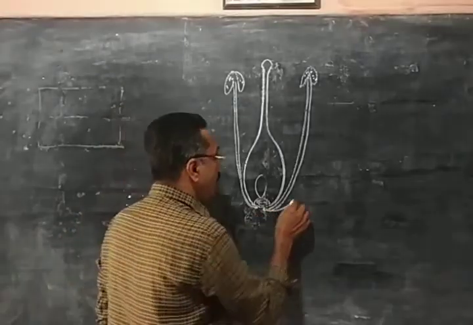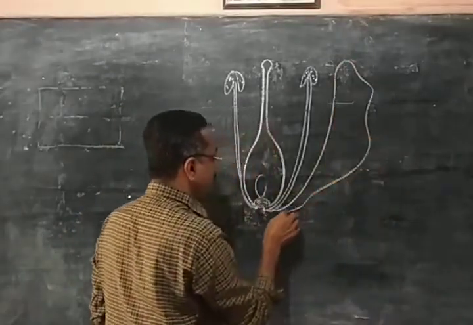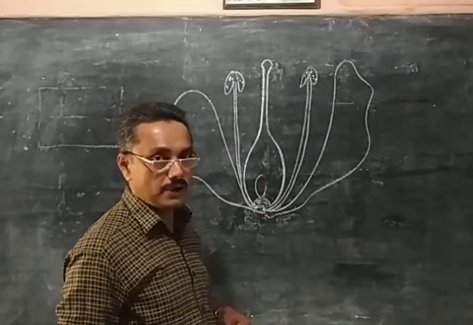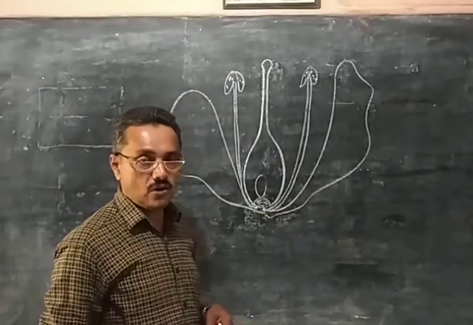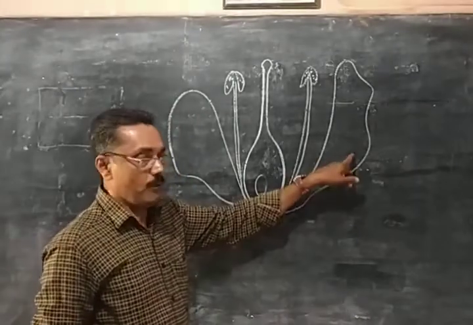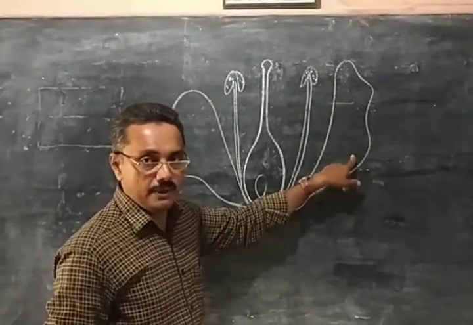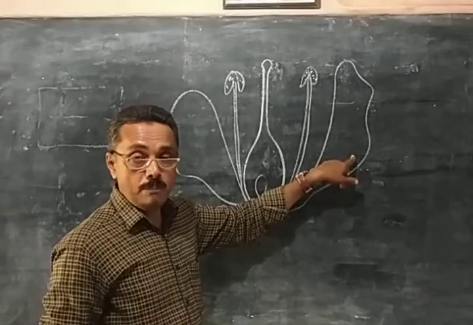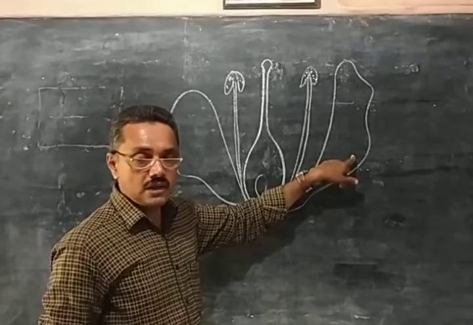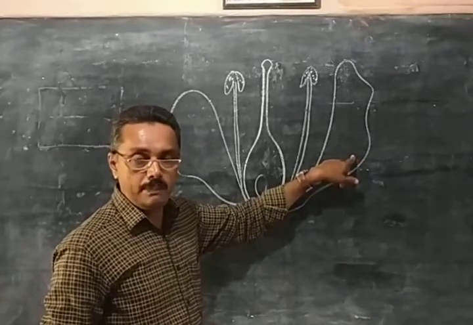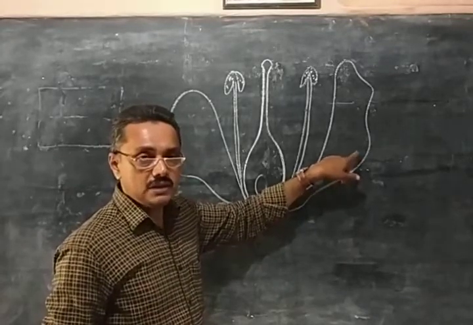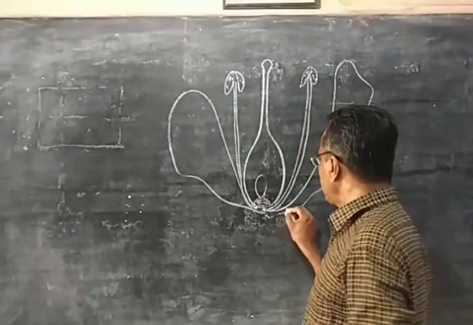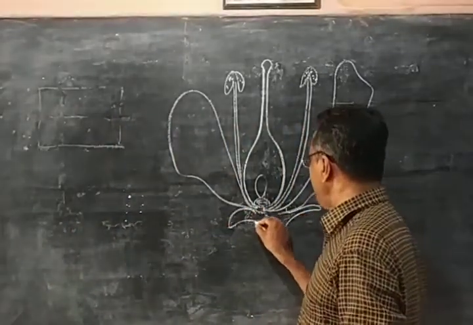Outer to androecium there is a colored part of the flower called petals. This is the green, red, yellow or white colored part of the flower, called corolla, and it is made up of petals. Petals may be joined or free. If the petals are joined, it is called what? Gamopetalous condition. If the petals are not joined, it is called polypetalous condition, and the petals attract insects for pollination.